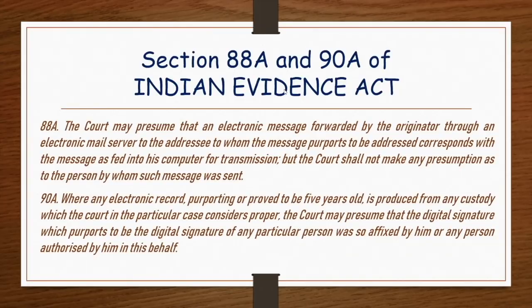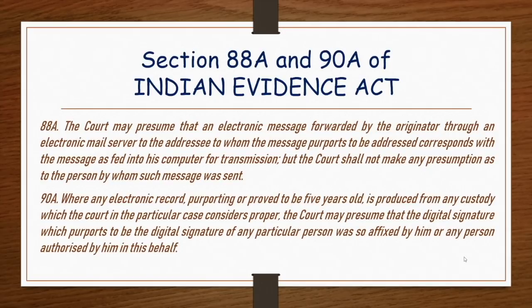Now, apart from 65B, there are two more important provisions or amendments made in the Evidence Act, and that is section 88A and section 90A. In section 88A, we can find that the court may presume that an electronic message forwarded by the originator through an electronic mail server to the addressee to whom the message purports to be addressed corresponds with the message as fed into his computer for transmission, but the court shall not make any presumption as to the persons by whom such message was sent.